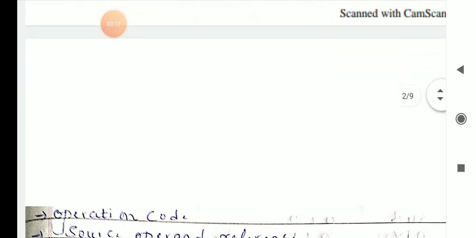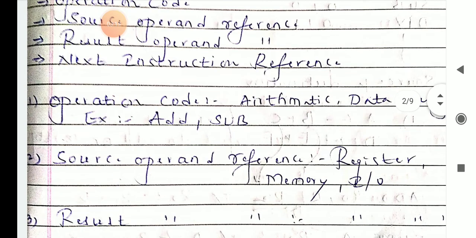So what is the operation code? The operation code may be arithmetic, data transfer, etc. For example, you can add, subtract, or multiply. These are all called operation codes. While writing addition, you write add; for subtraction, you write sub; for multiplication, you write mul. So that is the operation code, and it is a very important part of a machine instruction.